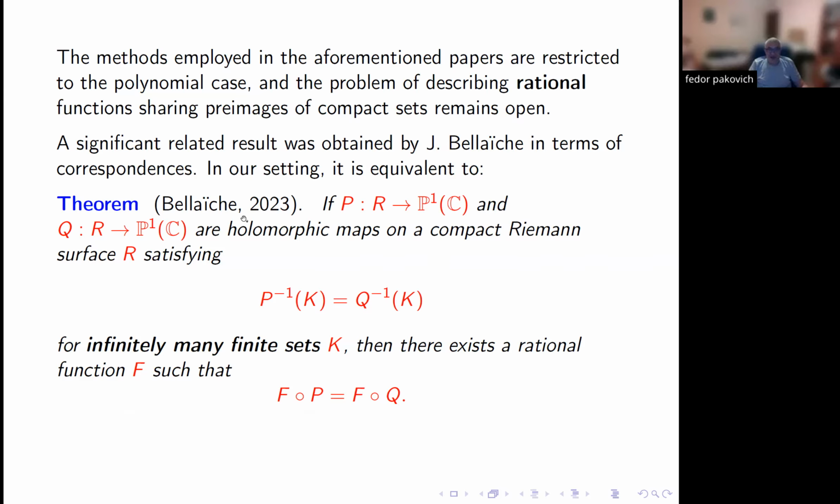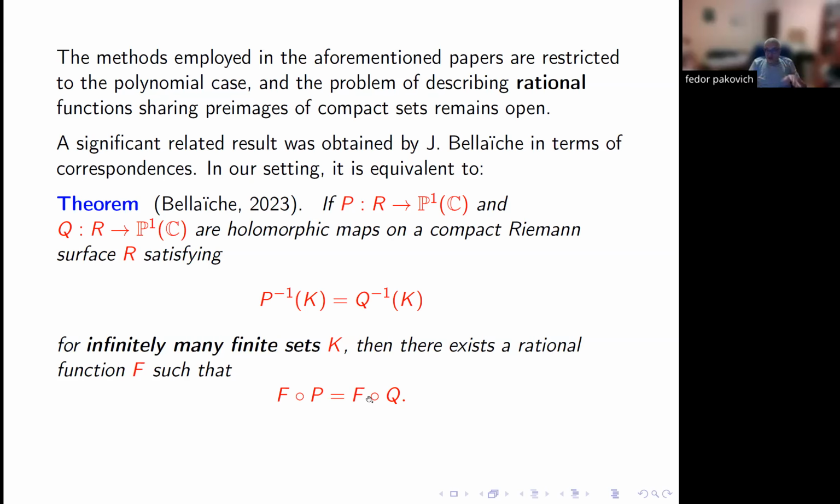He worked with correspondences. So his formulation is a little bit different, but in our setting, it says exactly the following. If you have two holomorphic maps on a compact Riemann surface satisfying this condition for infinitely many finite sets, here is the condition he used, then there exists a rational function f such that f of p equals f of q. So you can see again that we have some specific functional equation.